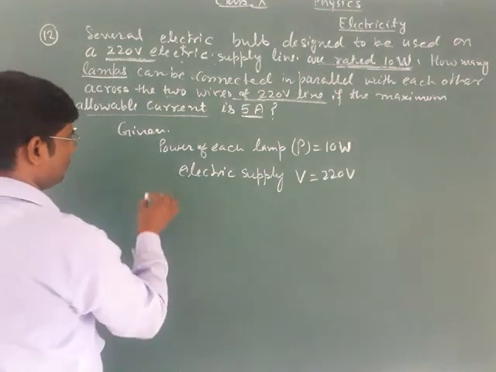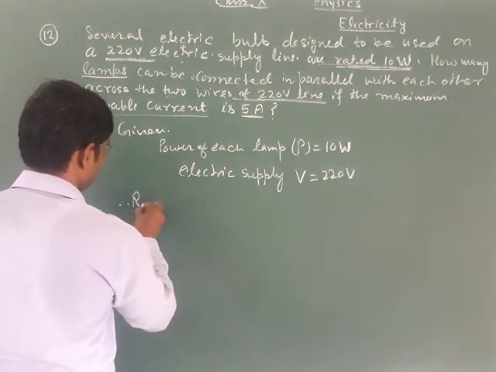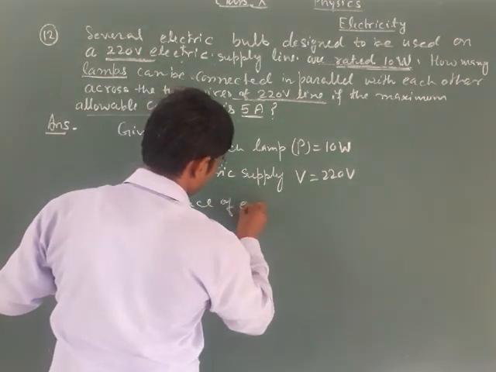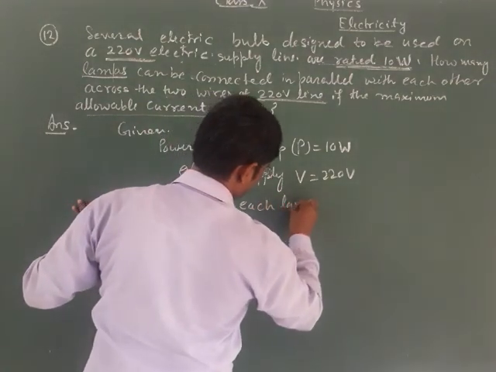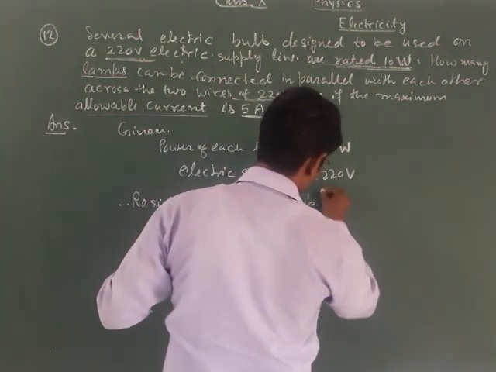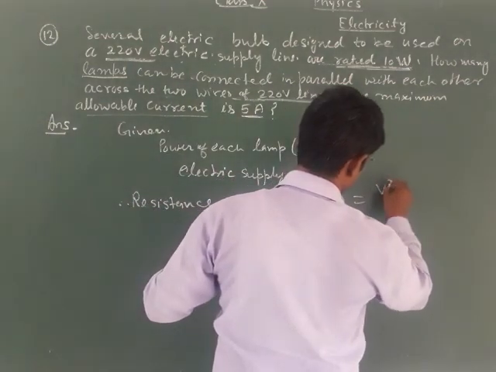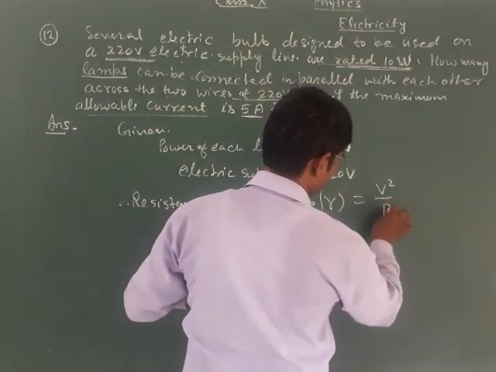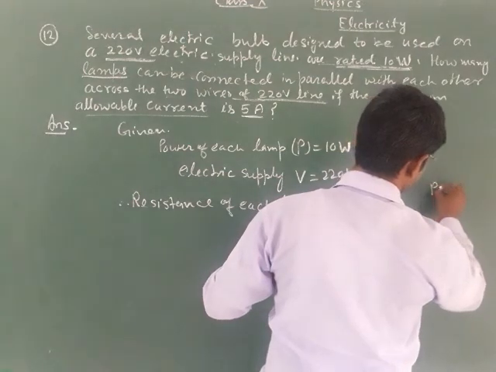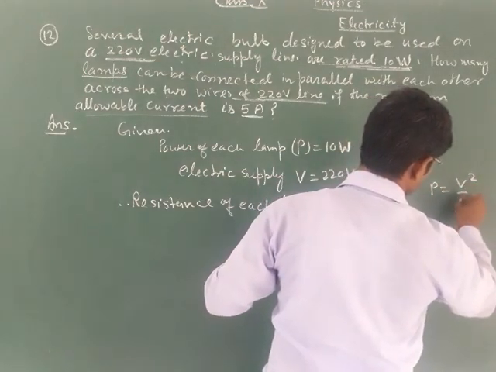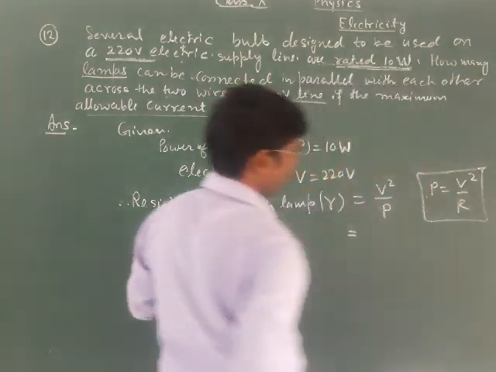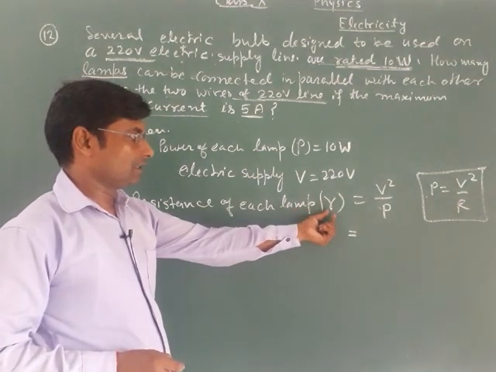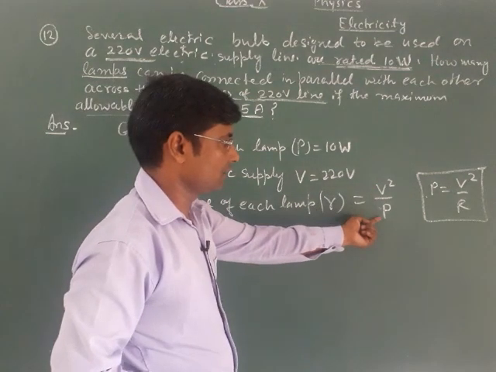So now, the resistance of each lamp, denoted by small r, is equal to V square by P. Since power P is equal to V square by R, the resistance of each lamp, let small r, is equal to V square by P.